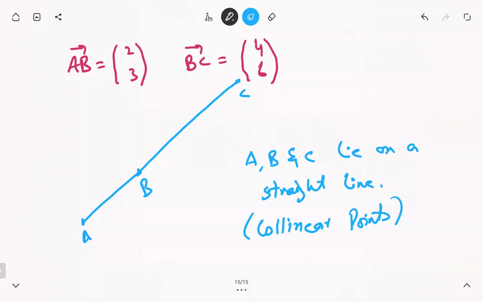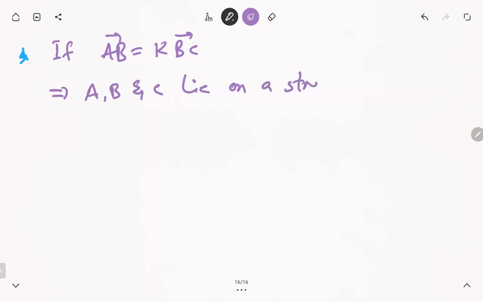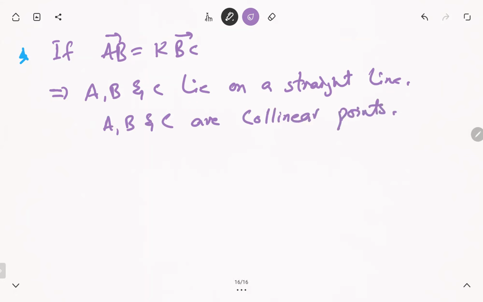सो द नेक्स्ट इंपॉर्टेंट पॉइंट यही है, इसी को नोट करते हैं हम. If AB is equal to k times BC, अगर आपको ये पता चल जाए, वैसे तो पता हो, अगर AB is equal to k times CD हो तो आप लिखते हैं AB and CD are parallel. लेकिन अब अगर AB is equal to k times BC, उनमें से एक पॉइंट भी कॉमन आ रहा हो, तो we will say A, B and C lie on a straight line, means A, B, C are collinear points. जी, is that clear?